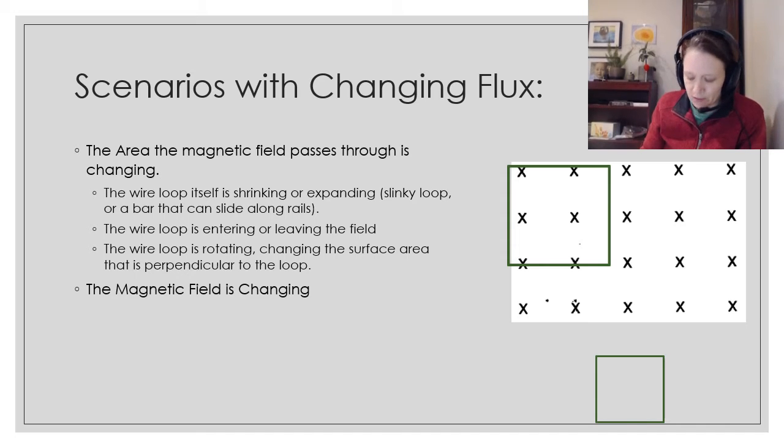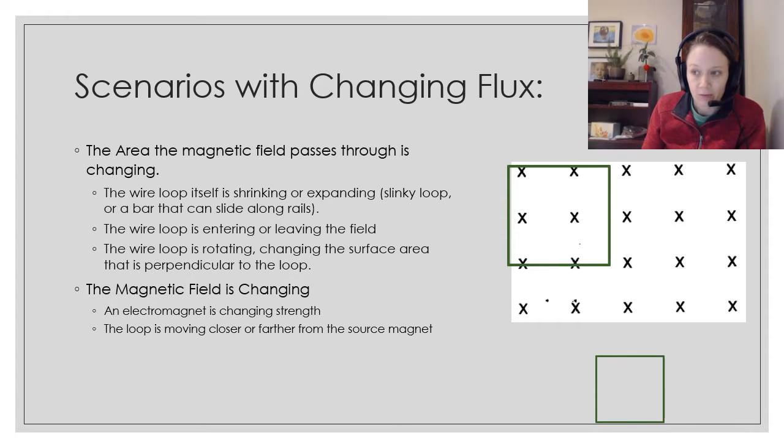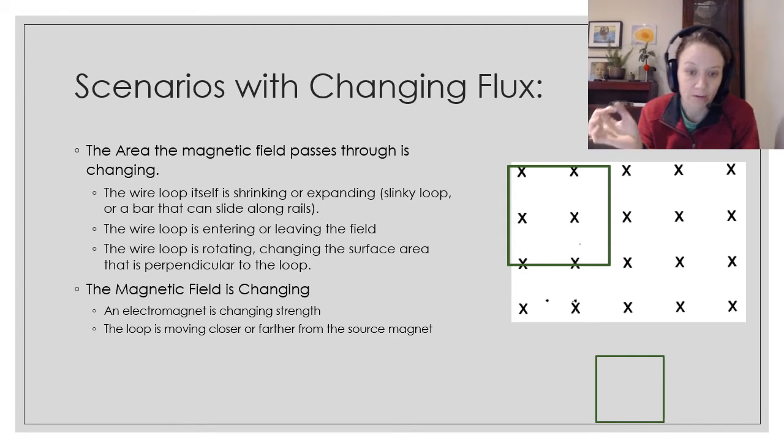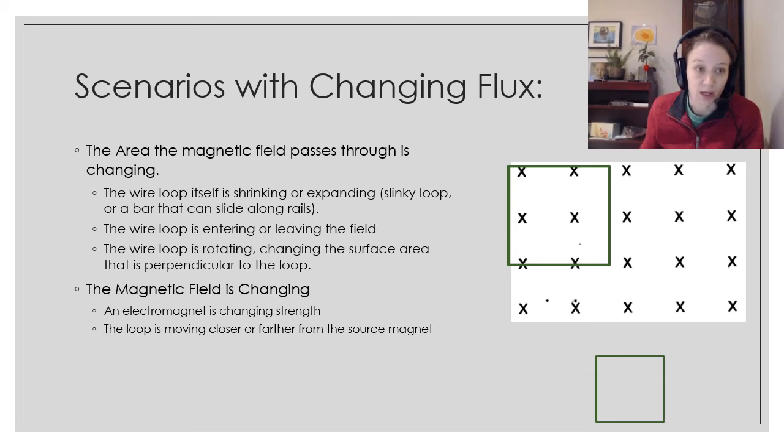Of course, we could also have scenarios in which the magnetic field itself is changing. If that magnetic field is made with an electromagnet, we can just adjust it occasionally. Or if we have like a permanent magnet, for example, or really an electromagnet too, if we are moving our loop closer or further away from that source magnet, then the field would be getting weaker or stronger. And that also is an example of flux that would be changing and causing current.